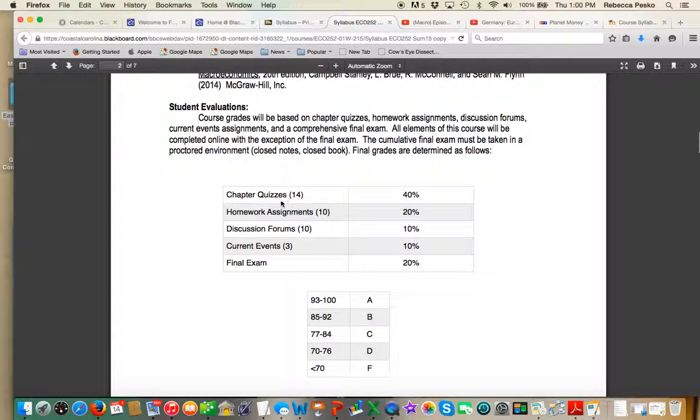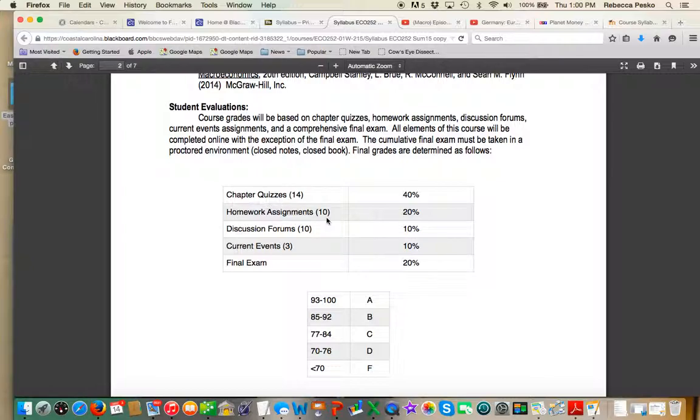Student grades, we have 14 chapters, so there are 14 chapter quizzes. I want to reiterate that there are several chapters in each week's modules. So if you have a module where you have 2 chapters covered, you will be taking 2 quizzes that week. Just make sure you don't just walk away with having taken one of the quizzes, or you would have got an F on the other.